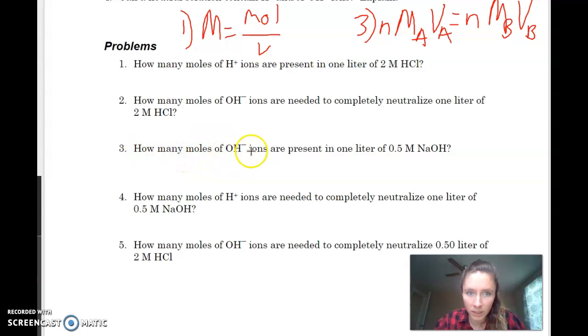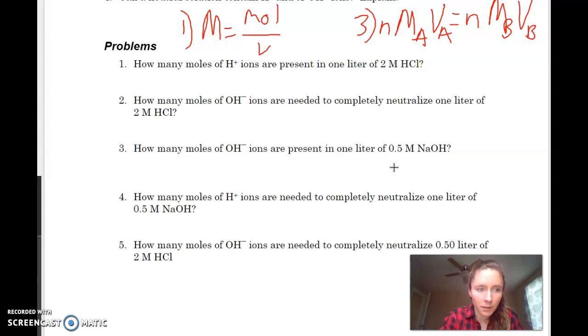It says, how many moles of OH minus hydroxide ions are present in 1 liter of 0.5 molar sodium hydroxide. So it's only talking about one substance. It's only talking about a base. There is no mention of combining it with an acid. So we will only be using equation number 1.